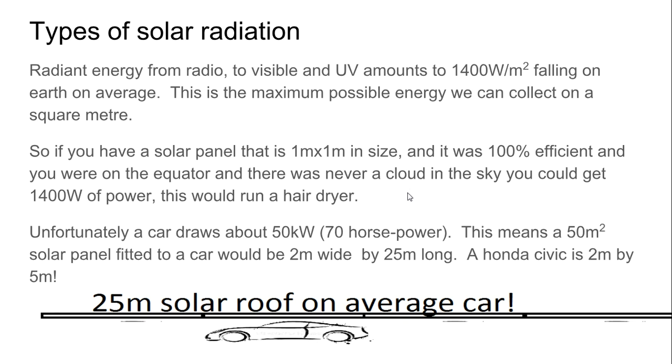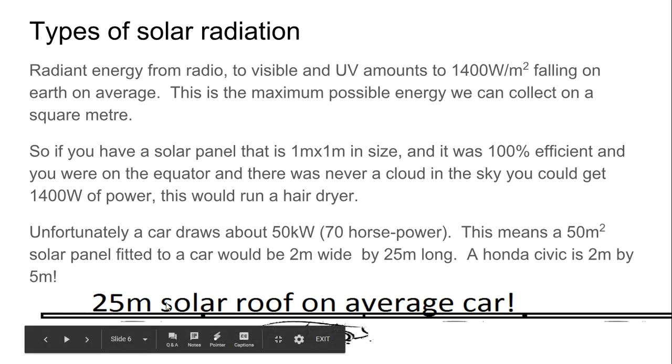Why don't we have solar powered cars? Cars need about 50,000 watts to run. This means we would need 50 square meters of solar panel fitted to a car to drive by sunlight alone in perfect conditions. So if we made the solar panel 2 meters wide, which is the width of a car, you would be driving along with a 25-meter long solar panel on your roof.